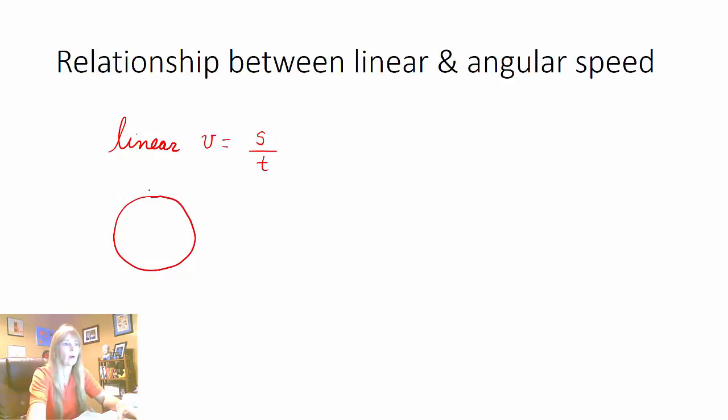Because once again, remember we said if we wanted to find arc length, we could find it by that distance. And so if we're wanting to find this linear speed, well, how do you find speed? Distance over time. So that's how we would find it. Where then angular is, we're going to be measuring in radians.